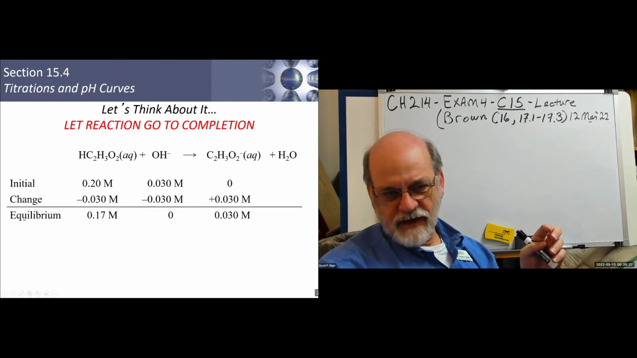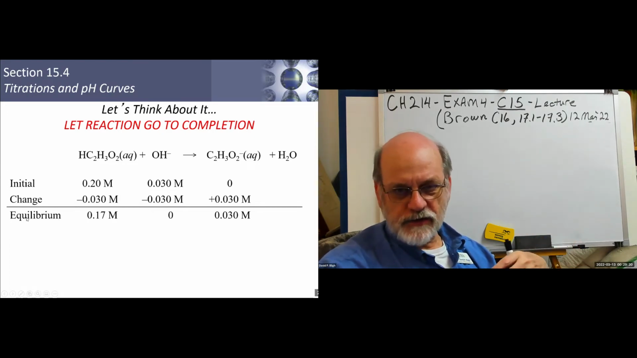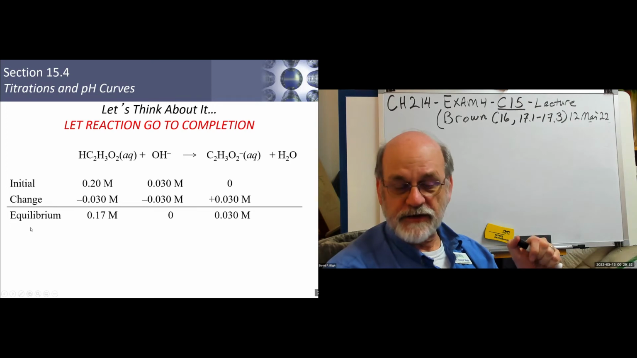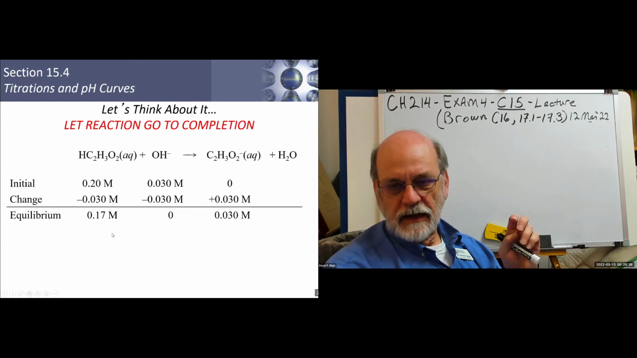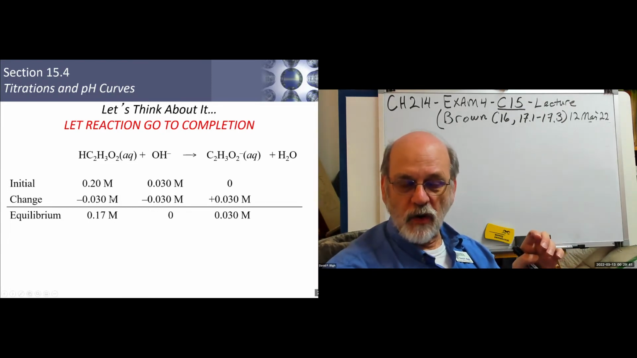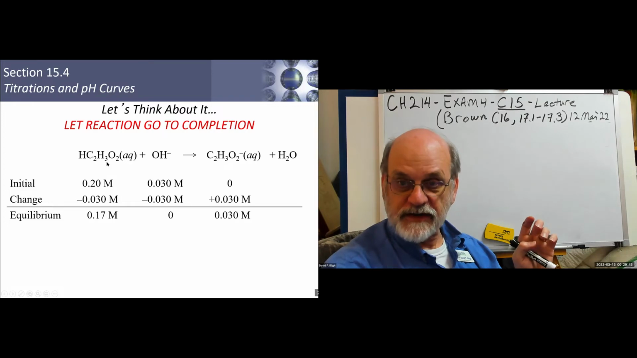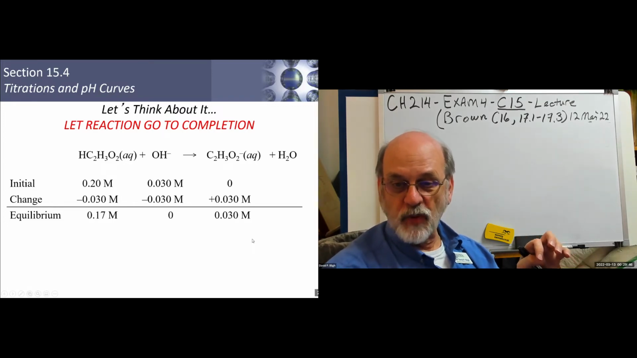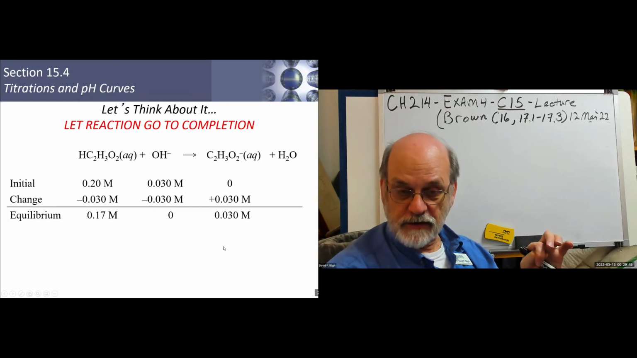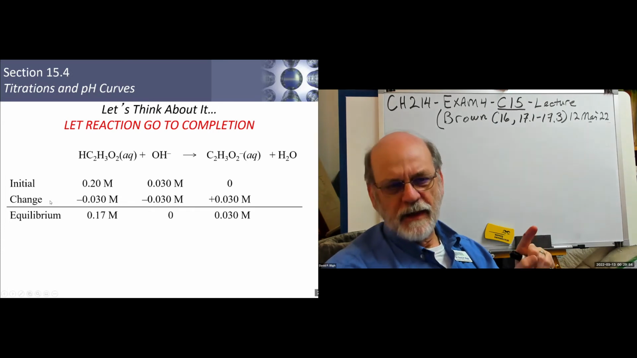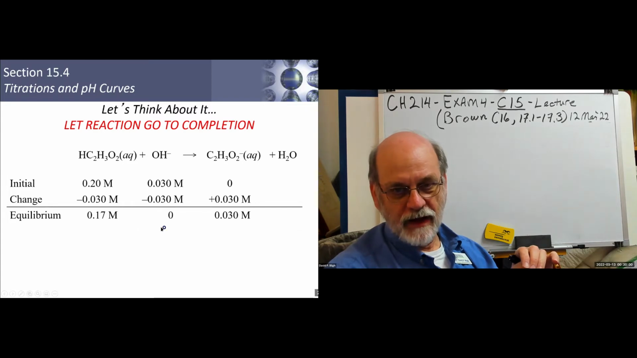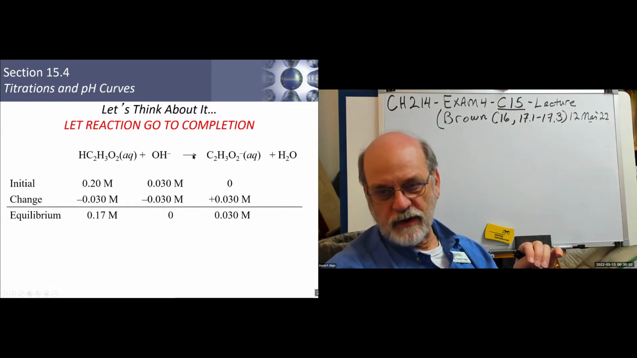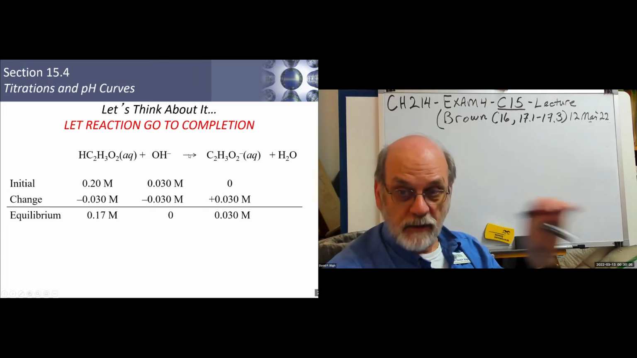So actually that shouldn't say equilibrium. This should say stoichiometry or something like that, because this is not equilibrium. This is going to completion. Now what we have is 0.17 molar acetic acid left over in solution and 0.03 molar acetate ion in solution. Now we can go to equilibrium in our ice table. Well, this is presented as an ice table, but it's not really equilibrium, right? Otherwise, we would have a double barbed arrow up here. We only have a single barb, which means it goes to completion.